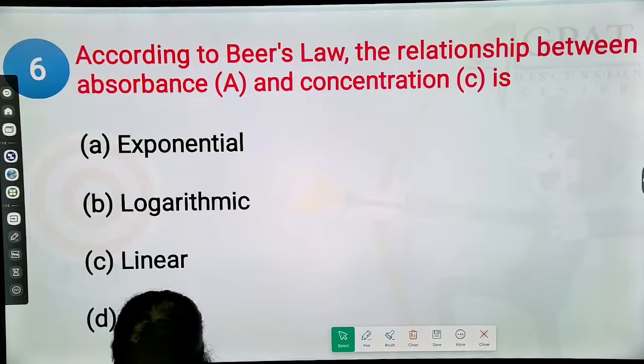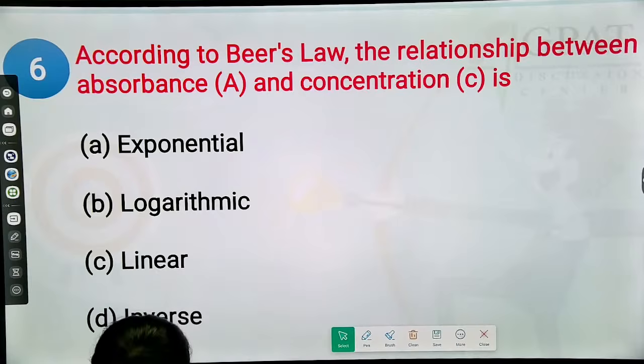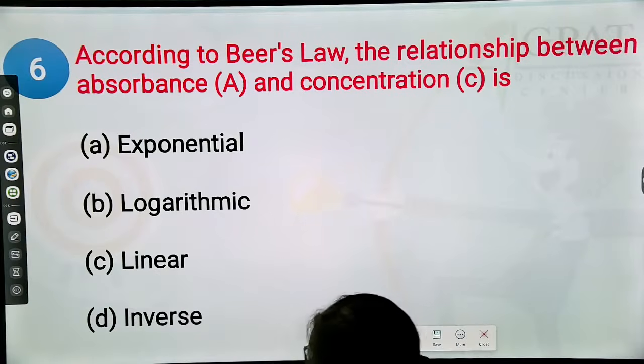Very good. So many have answered very good. Let me check. What is the correct answer?